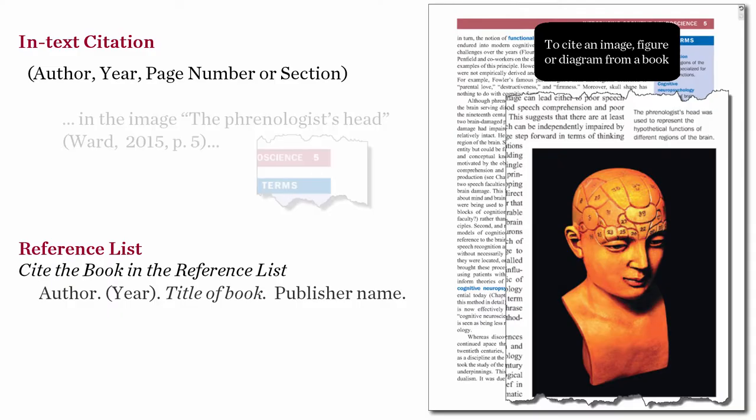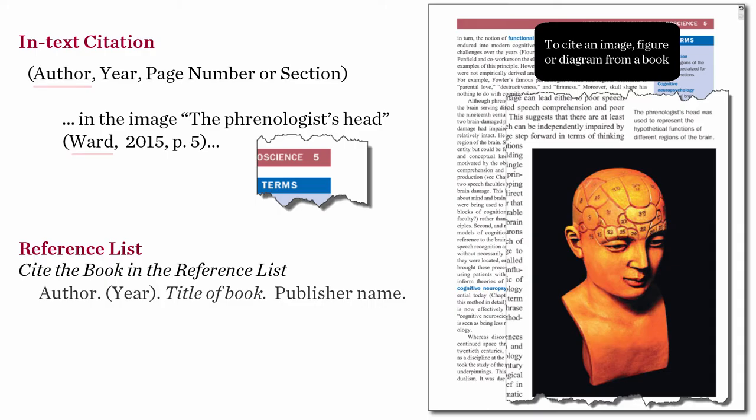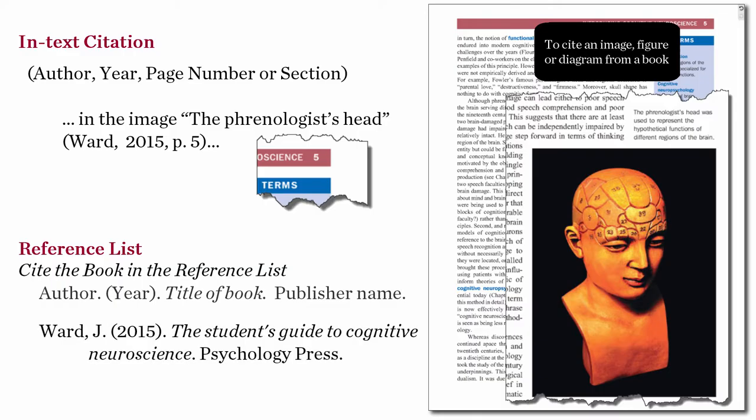Here is an example of an in-text citation. We have the author, year, and page number. And in the reference list, you would reference the book. We have the author, the year, title of book, and the publisher name.